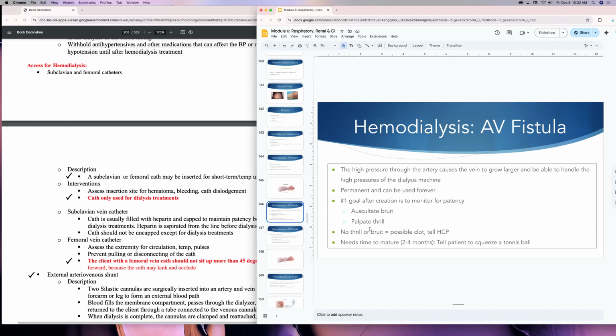Okay? So remember, the AV fistula is a very excellent choice for dialysis access because it's permanent. You can use it forever as long as it's still working. But it just needs about 2 to 4 months to mature. And one of the quickest ways we can do that is to tell the patient to squeeze a tennis ball.